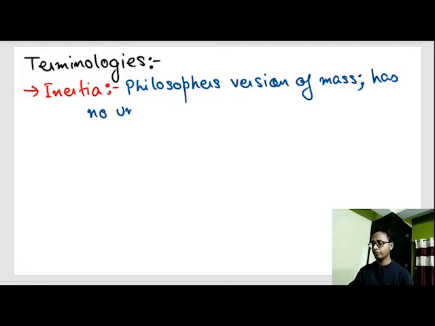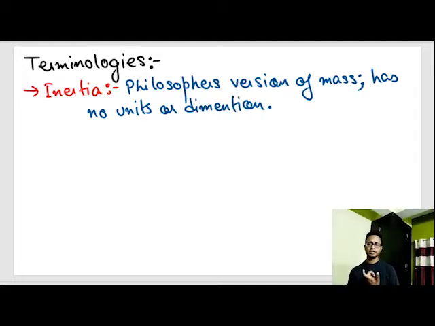It has no units or dimension. Mass has a unit, kg, and a dimension of M. The philosopher's version of mass, which is called inertia, has no units or dimension. It's just an abstract term coined to explain that effect.